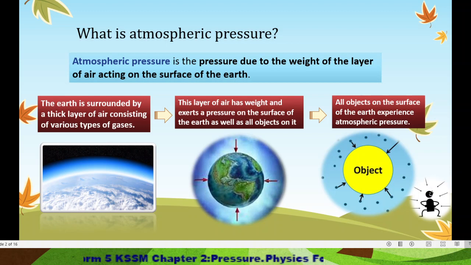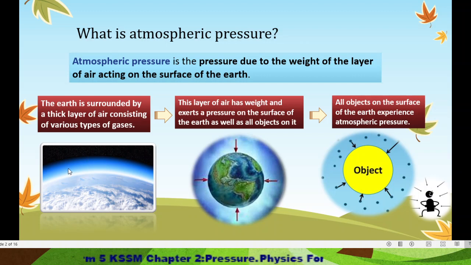Atmospheric pressure is the pressure due to the weight of the layer of air acting on the surface of the Earth. As we know, molecules of air also have their own mass. So the mass of the air in the atmospheric layer will exert weight on the surface of the Earth. Look at the diagram here.